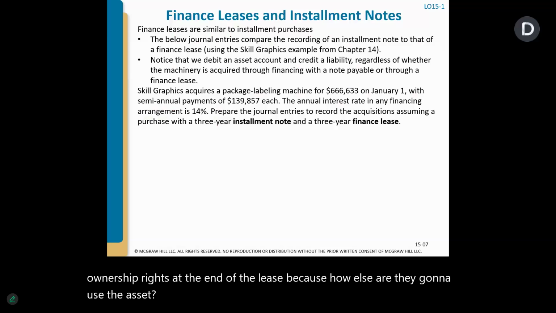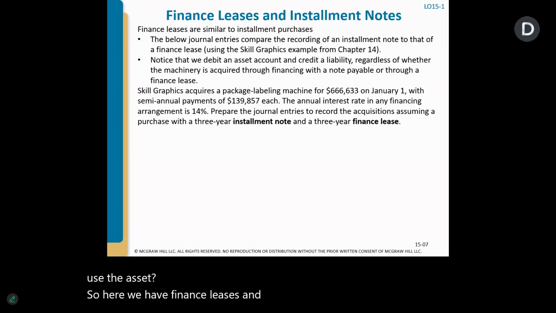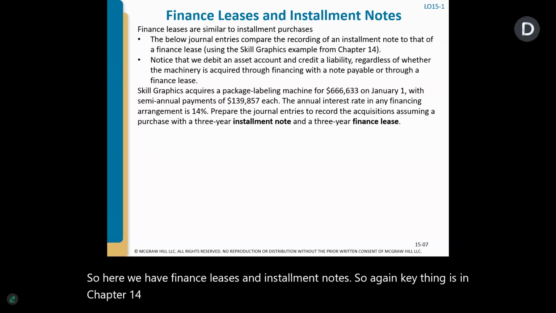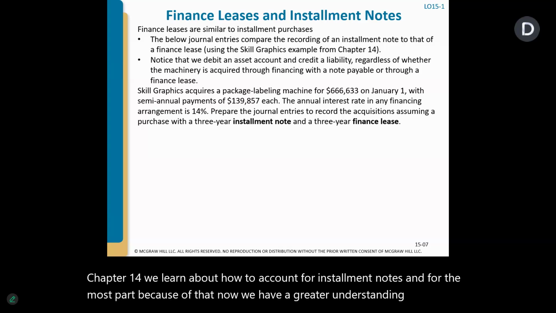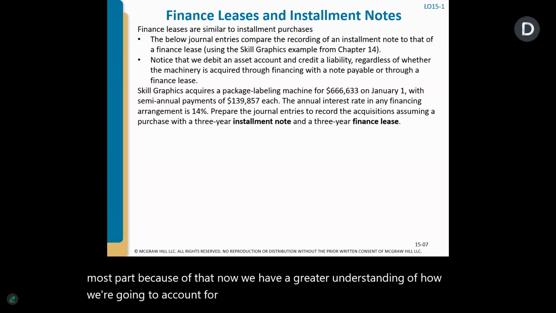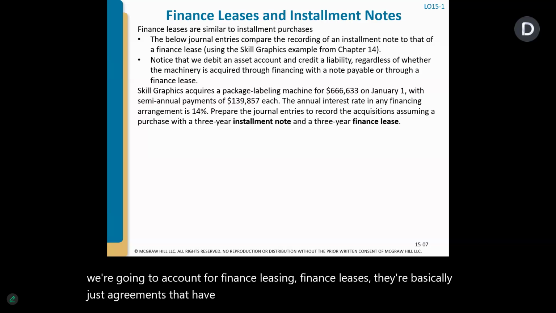So here we have finance leases and installment notes. The key thing is in chapter 14, we learn about how to account for installment notes. For the most part, because of that, we now have a greater understanding of how we're going to account for a finance lease. Finance leases are basically just agreements that have the outward form of a lease, but essentially they are installment purchases.